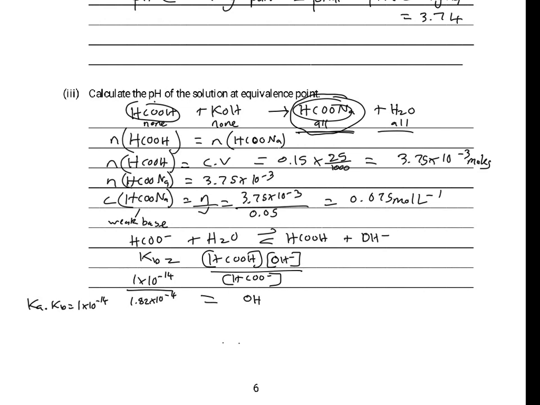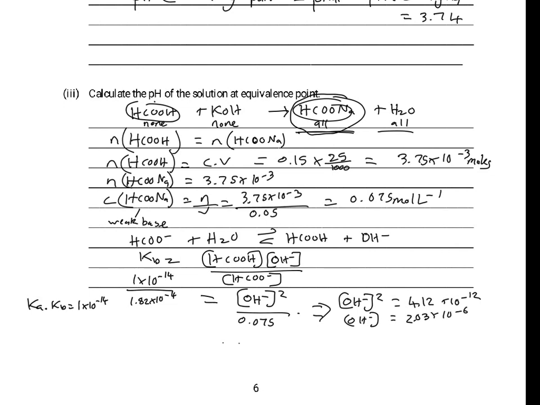Just like a weak acid, the concentration of these two things is going to be the same, so we can just rewrite that as hydroxide ion squared, and the concentration of the methanoate ion is 0.075, which is what we worked out just before. So chuck all that in your calculator, you get hydroxide ion squared 4.12, square root that, and you get this.